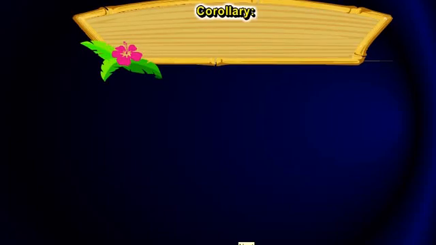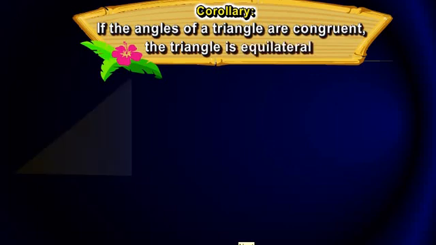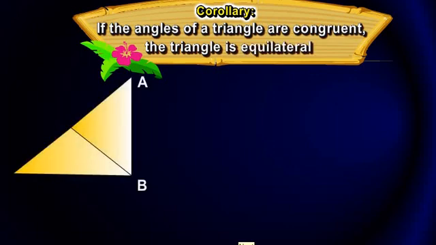Corollary. If the angles of a triangle are congruent, the triangle is equilateral. Exercise. In the figure opposite, ABC is a right-angled triangle at B. Measure of angle C equals 30 degrees. D belongs to AC such that DB equals DC. Prove that triangle ABD is an equilateral triangle.